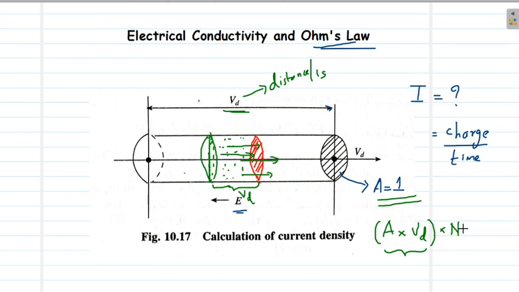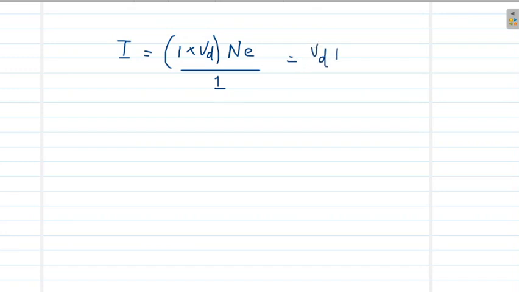Now each electron has a charge of e. So multiply this with the charge of each electron to get the total charge which is able to cross the cross section in a unit time. So let me write, the current I will be A into Vd. Since we are considering a unit cross section, 1 into Vd, multiplied by charge density, multiplied by charge. This will be the total charge per unit time. Time is just 1 second, so divided by 1. So this is equal to Vd into ne.